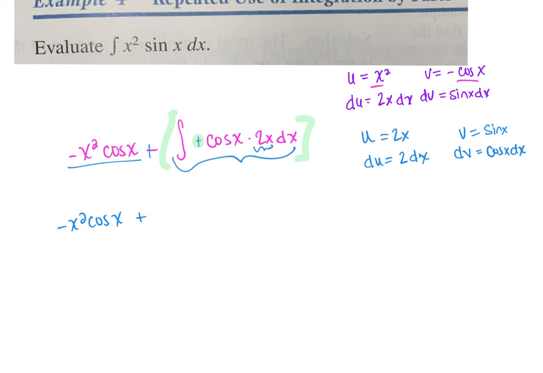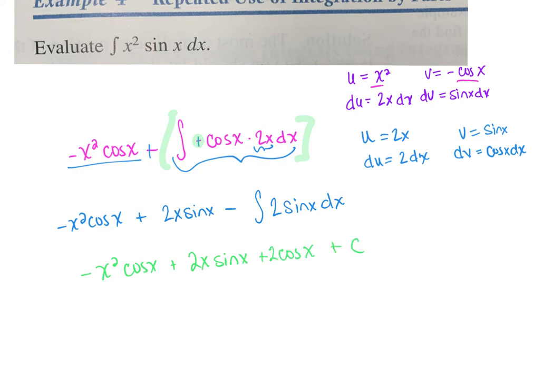So we have plus, and we're going to do this integration by parts. u times v, that's 2x sine of x, minus v du. Well, now we just have the integration of 2 sine of x dx. Well, that's easy, right? What's the antiderivative of sine of x? Negative cosine. So I have negative x squared cosine of x plus 2x sine of x, and it's minus a negative, so it's plus cosine, 2 cosine of x plus c.